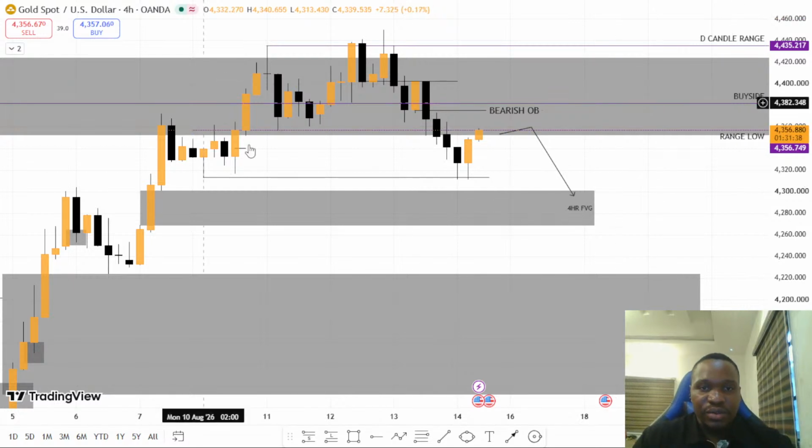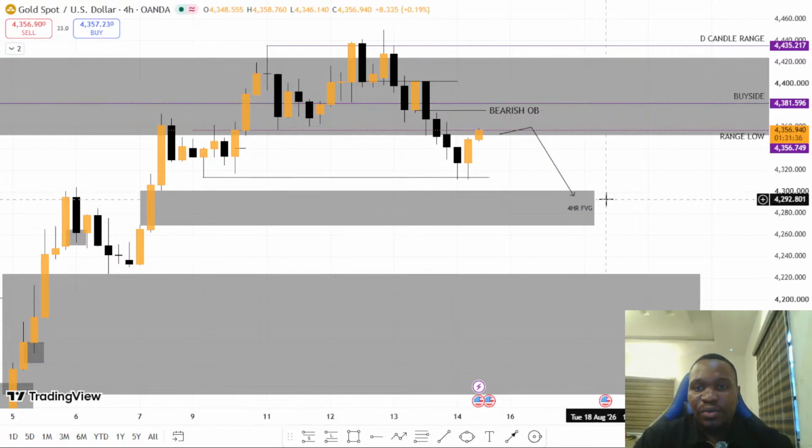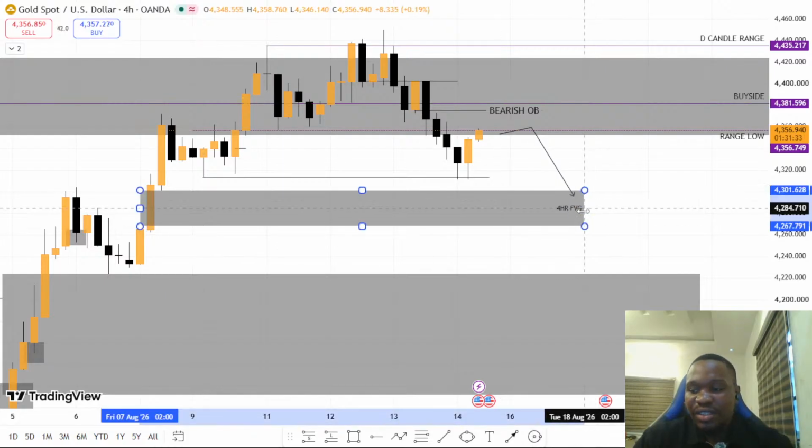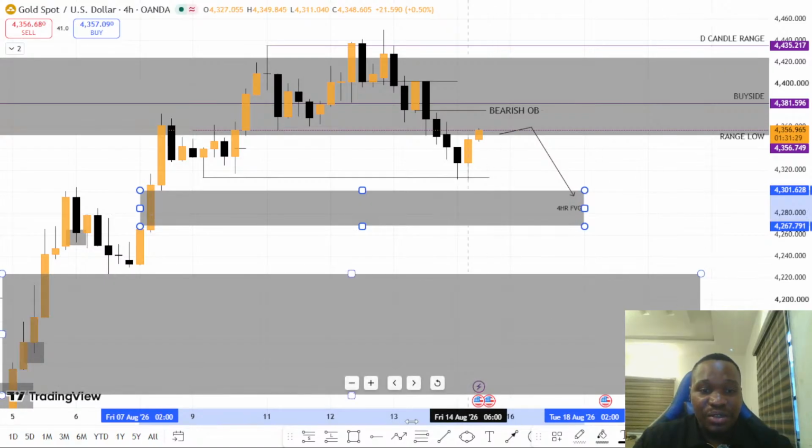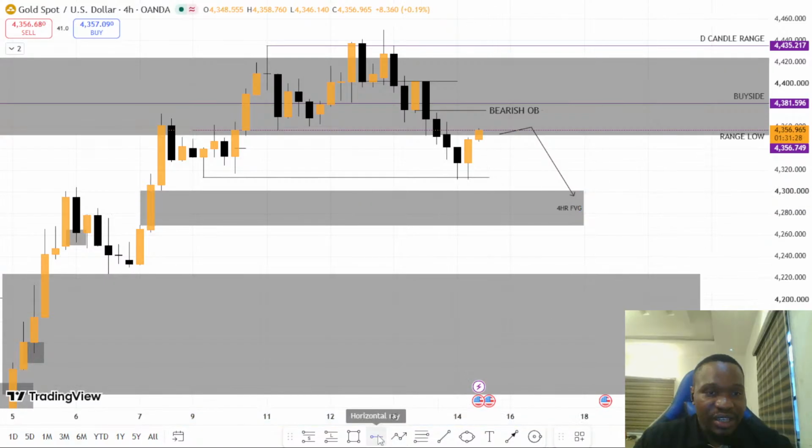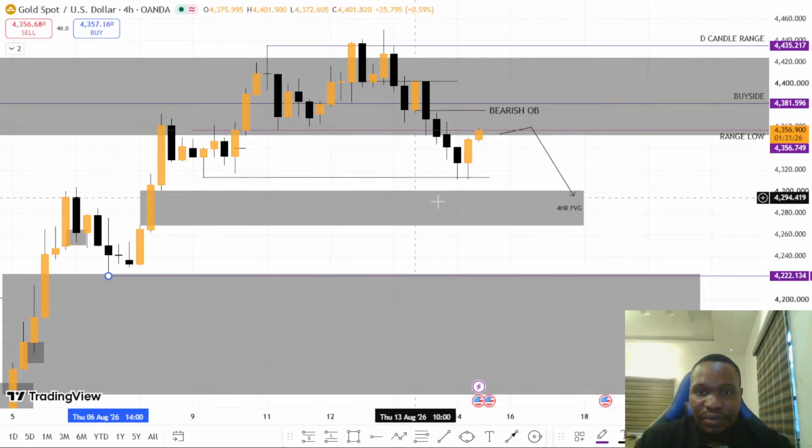Right, so this is what we're looking for in the 4 hours time frame. We have to have our charts annotated just like this, so that as we go to the lower time frame, we don't have mix-ups. We also have this sell side liquidity here after the 4 hours bullish fair value gap has been reached for.